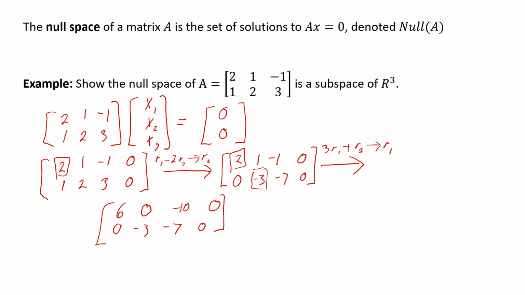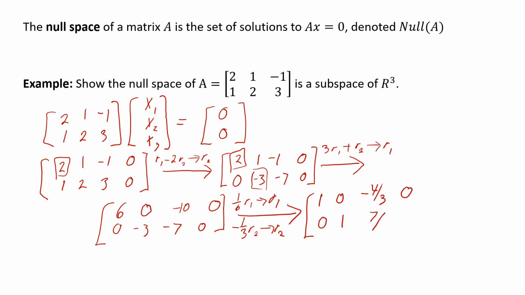I'm going to take it one step further. This requires two operations. I'm going to do them at once. If I take 1/6 of row 1 as the new row 1, and negative 1/3 of row 2 as the new row 2. You can do this as two steps if you want. I'm just combining them into one. We get 1, 0, negative 4 over 3, and 0. On the bottom row, we get 0, 1, 7 over 3, and 0. So there is our row reduced echelon form of our augmented matrix.